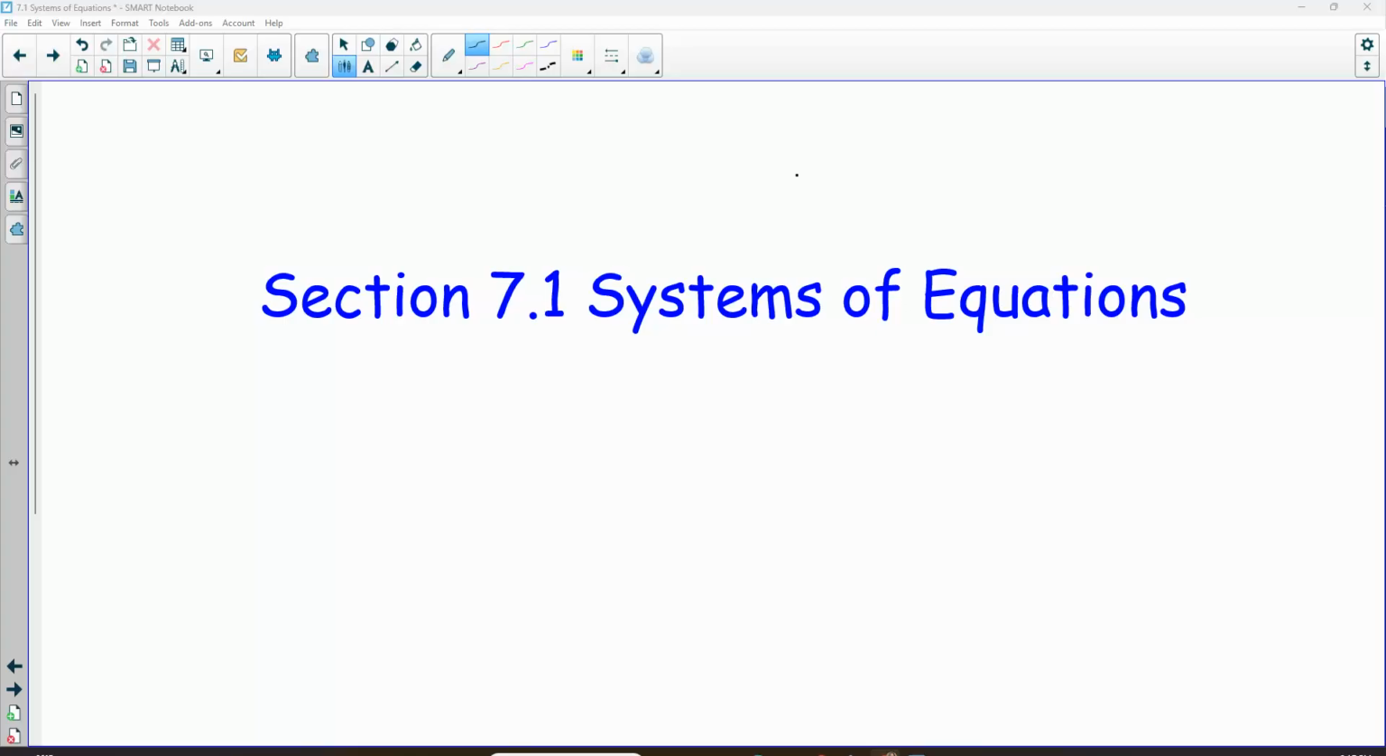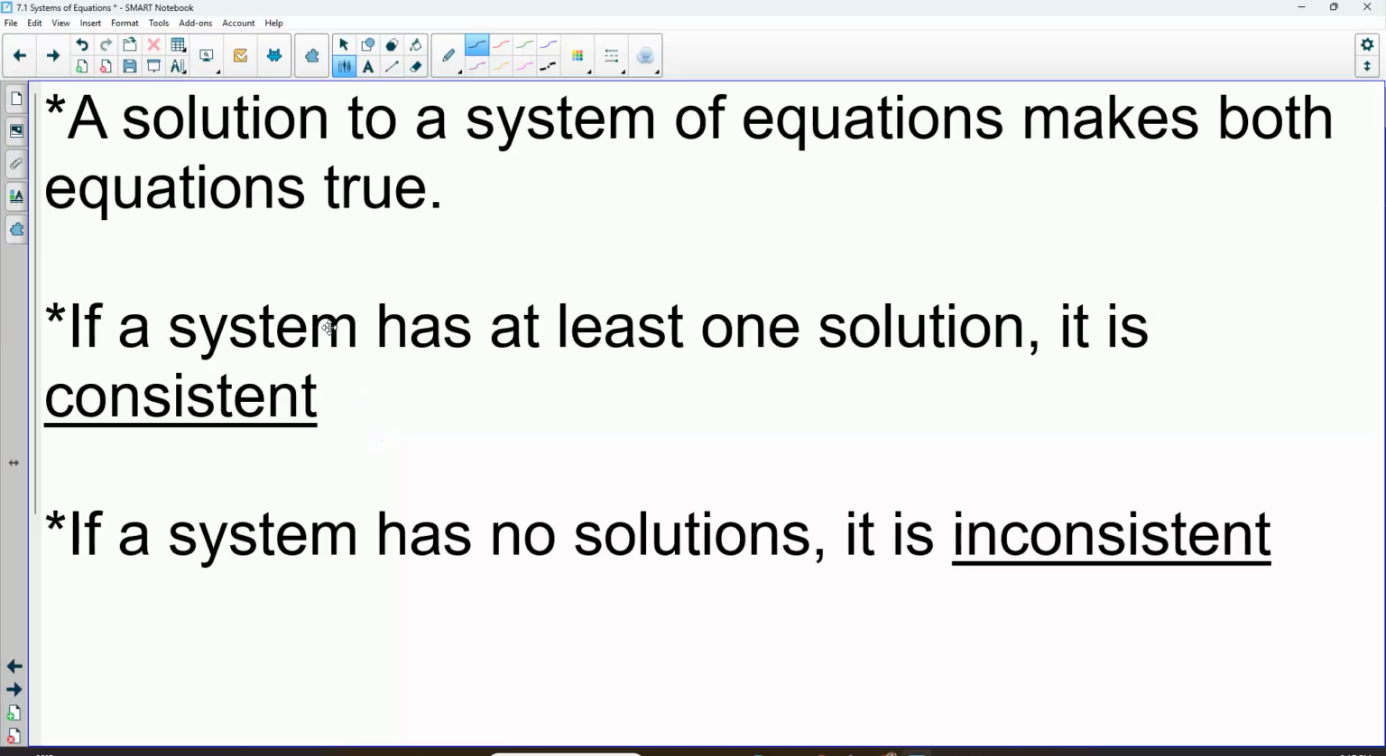When I am looking for a solution, so a system just means you have more than one equation. The solution is what makes both of them true. So we're looking for typically an ordered pair here that makes both of them true. Terminology, you will hear me say consistent and inconsistent. So if you don't want to write everything down on this slide, you don't have to, but at the very least, you need to know consistent has a solution, inconsistent is no solution.